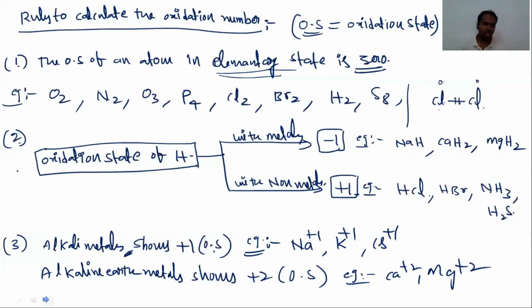Now come to the fourth rule. Generally, metals show the positive oxidation state, whereas non-metals show the negative oxidation state. But I don't want to write this as a rule. Now come to the fourth rule. It is very important.